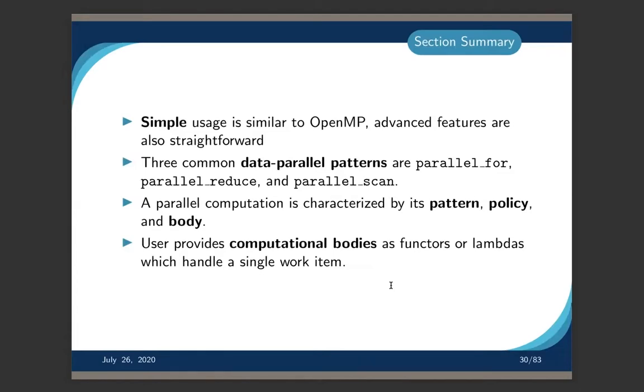So what I hope you saw from this is that if you just do simple loops and stuff like that, it's kind of similar to OpenMP, right? It all kind of just works. There are 3 common data parallel patterns. We talked about parallel for and parallel reduce. We didn't talk about parallel scan. Parallel scan is another pattern which does a prefix scan. Your parallelization of the computation is essentially characterized by this pattern, with parallel for, parallel reduce, the policy, which so far we have only given as a range, and the loop body. And you provide these computational bodies as functors or lambdas, which handle a single work item.